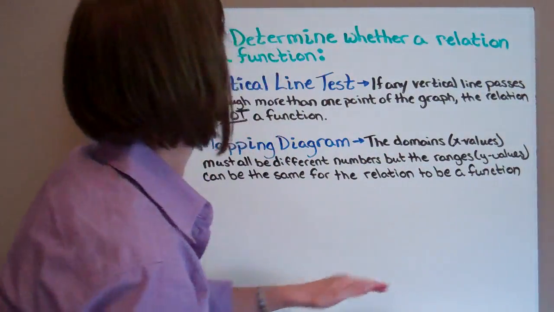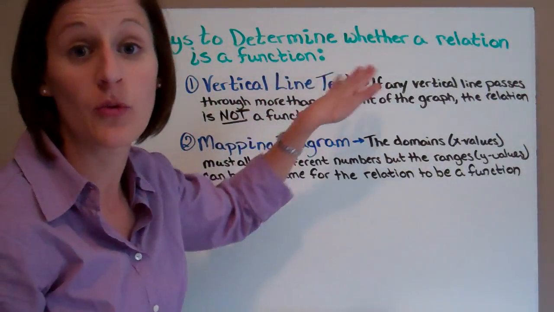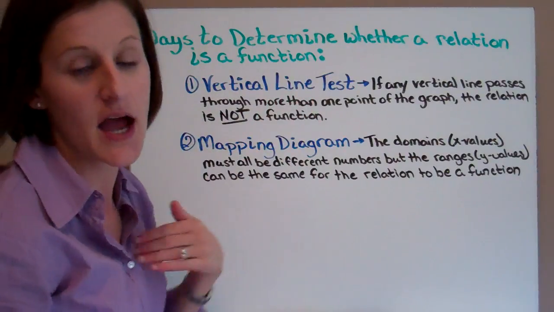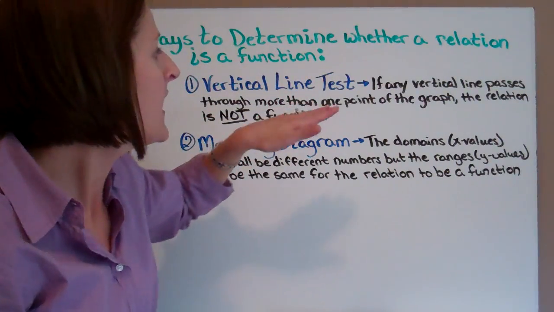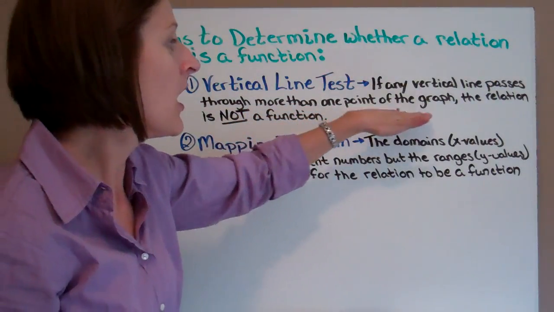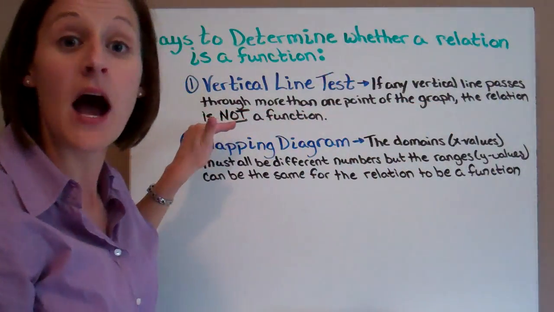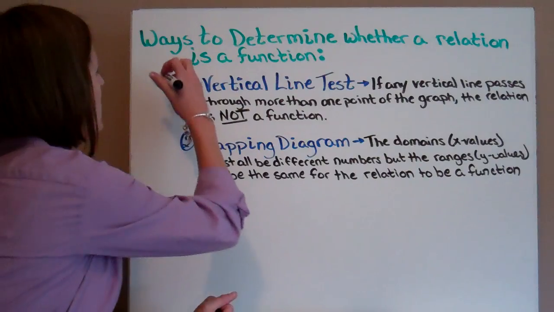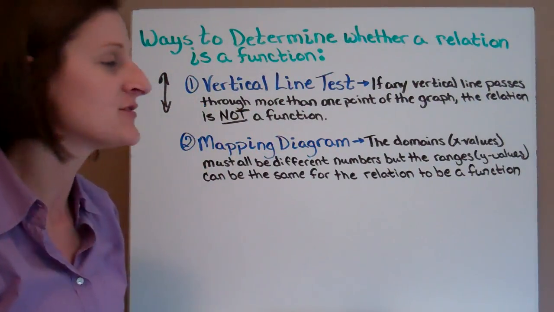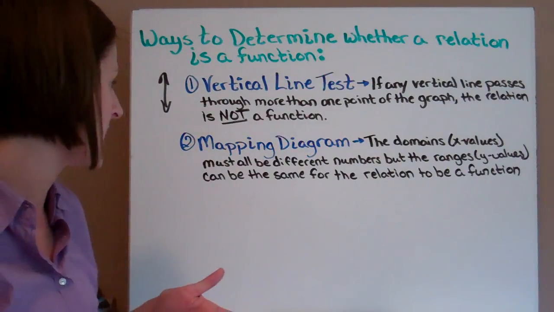Now, let's look at the ways we can determine whether a relation is a function. The first way is our vertical line test. I think this is the easiest way. If any vertical line passes through more than one point of the graph, the relation is not a function. Remember, a vertical line goes up and down, just like that. So we're going to be doing a lot of those vertical lines.